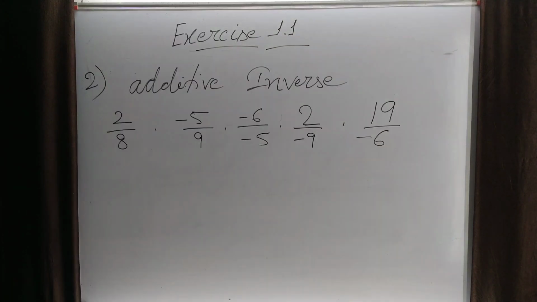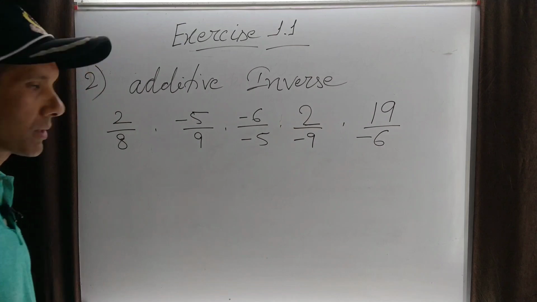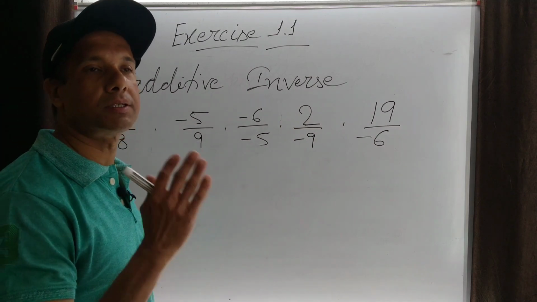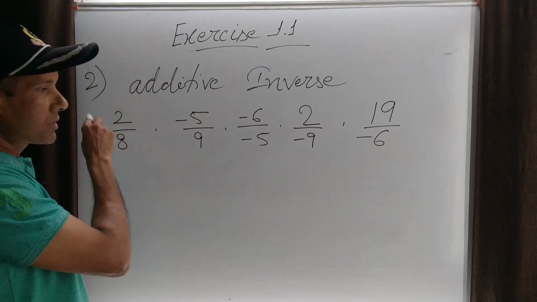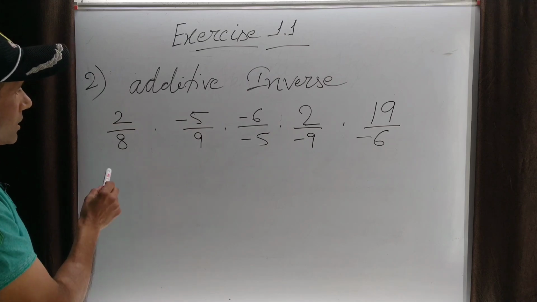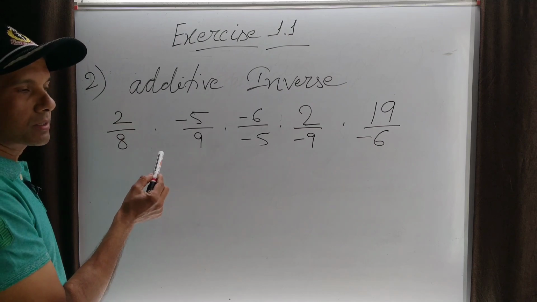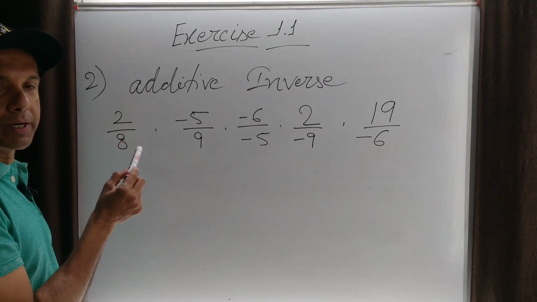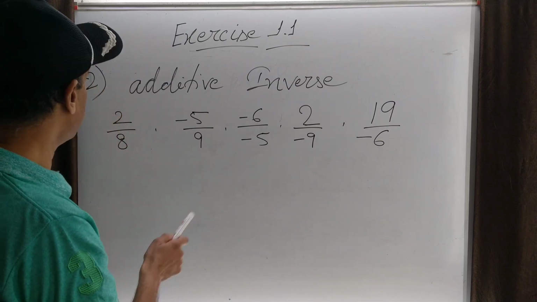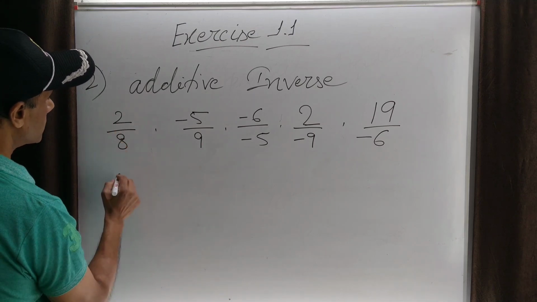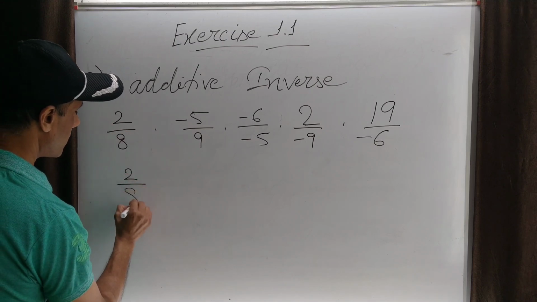Okay. So the next question is, what are the additive inverses of these numbers? What is an additive inverse? It's nothing, you just change the sign. So this is a positive rational number. This is a negative rational number. A positive rational number, when you change the sign of that, you assign a negative sign to it, it becomes the additive inverse of that particular rational number. So what will be the additive inverse of 2 by 8? As simple as that, you make it minus 2 by 8.